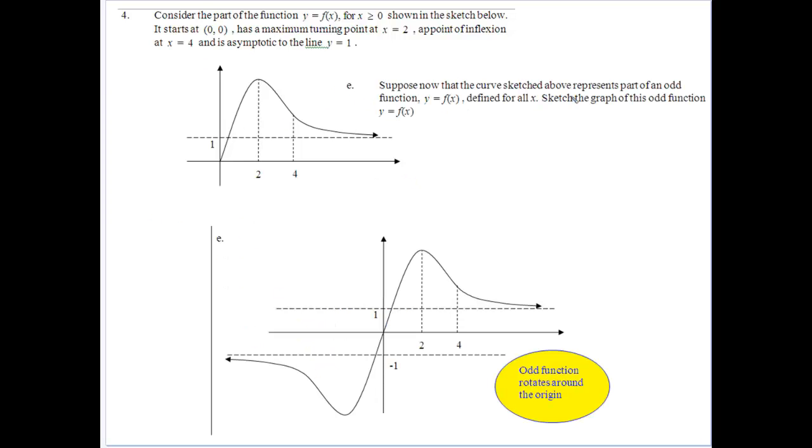And then suppose the curve sketched represents part of an odd function. Sketch the graph of that function. We know if it's an odd function, it has point symmetry, so it's going to rotate around the origin, not the x-axis. So we have to draw up our asymptote there, and it rotates around. The curve would look exactly the same, but rotated around and in the third quadrant. So that's what an odd function would mean. It rotates around the origin, so it would look exactly the same.